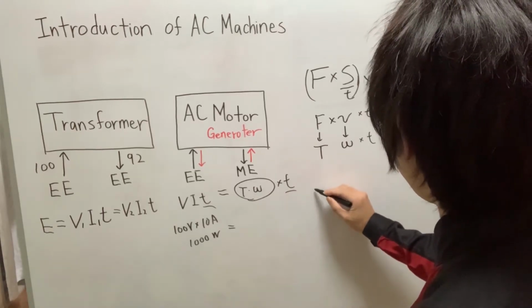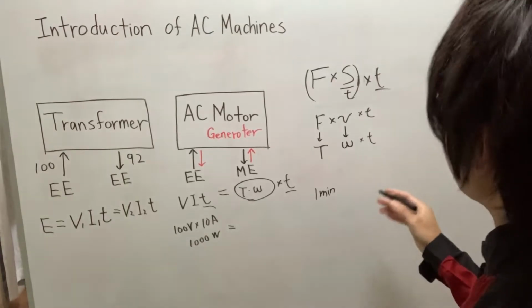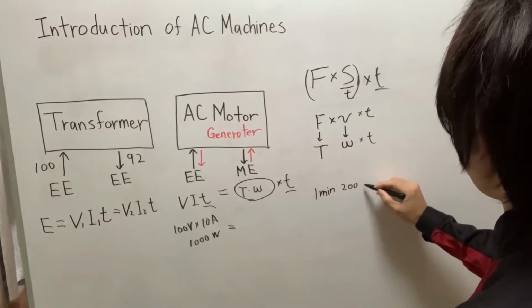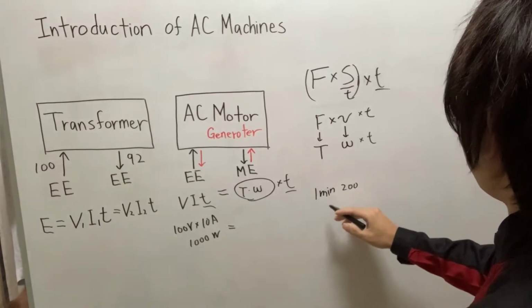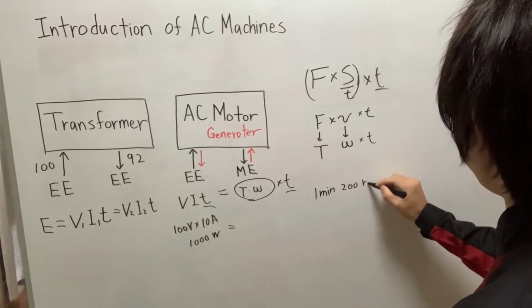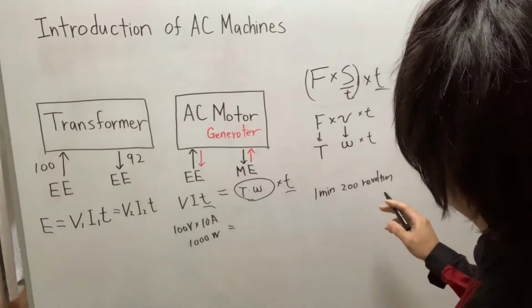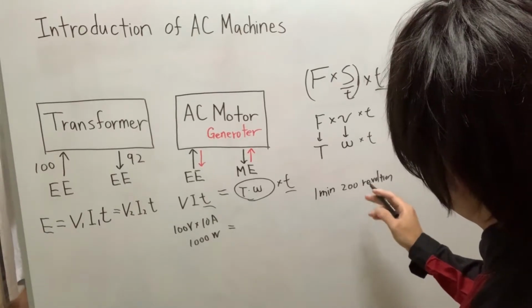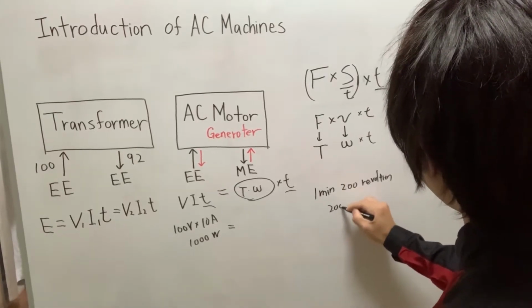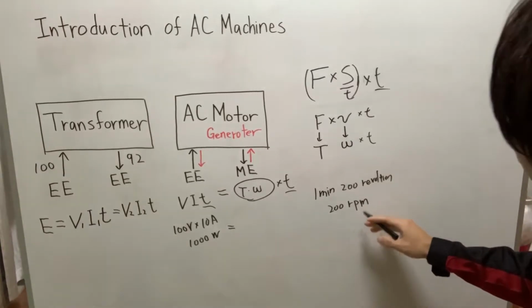Within 1 minute, if within 1 minute, 200 times rotate, for example. So 1 minute, 200 times, 200 revolutions. This is 200 RPM, revolutions per minute.